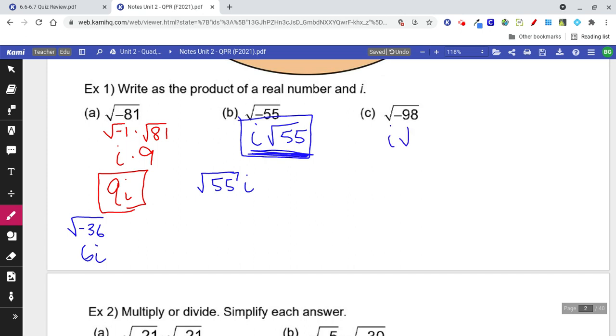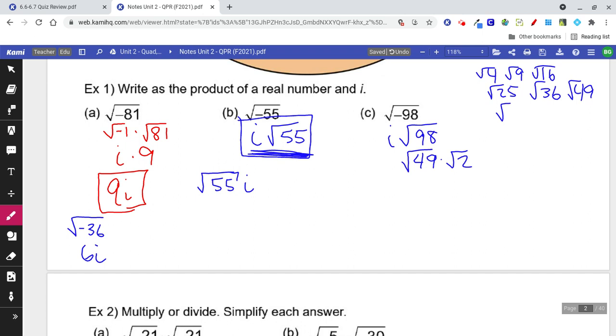Part C, you've got an i and a square root of 98. The square root of 98 breaks down, I know, because 98 is 49 times 2. So we're trying to look for perfect squares. We know certain perfect squares: the square root of 4, 9, 16, 25, 36, 49. We know all these. Square root of 64, square root of 81, square root of 100. We know some more, but you're looking for ways to break your number down using those numbers. Square root of 98 is the square root of 49 times the square root of 2. The square root of 49 is 7. We've got the i from the front, and then the square root of 2.